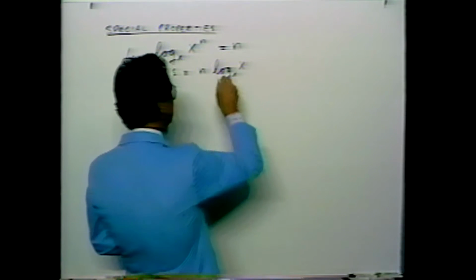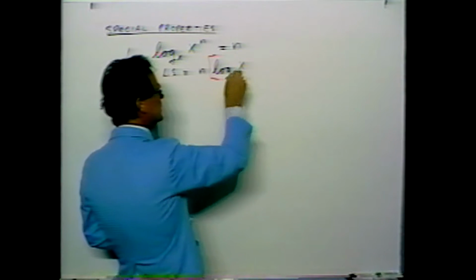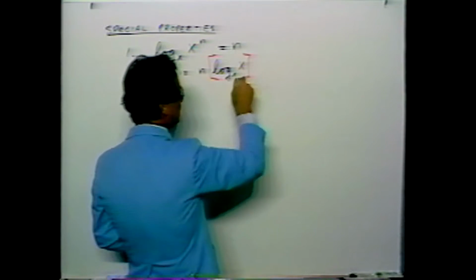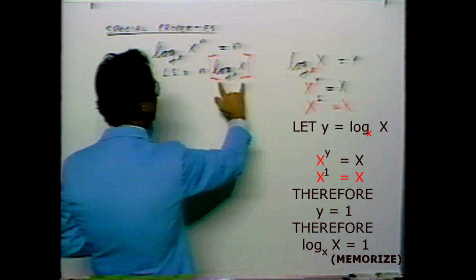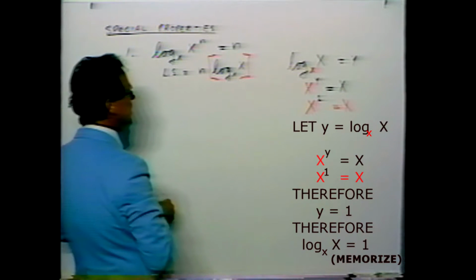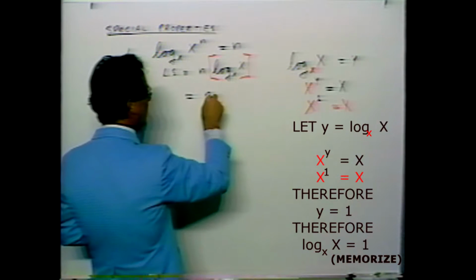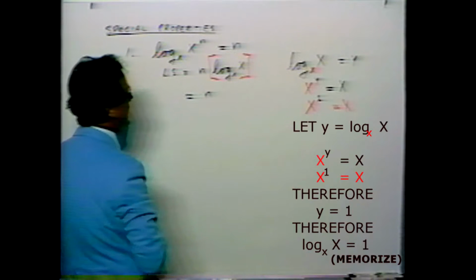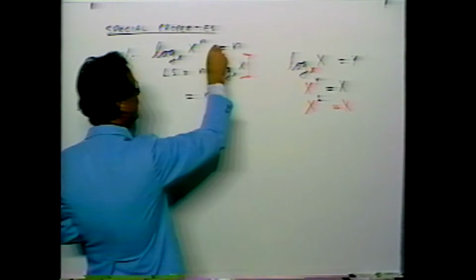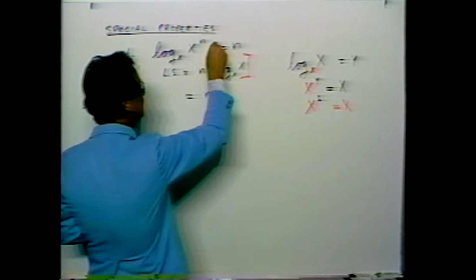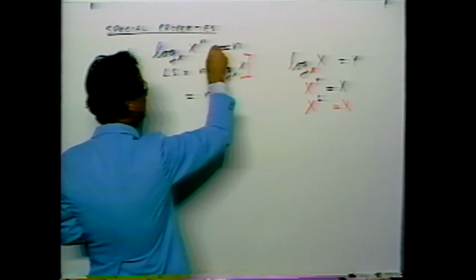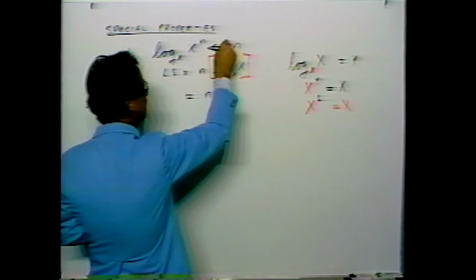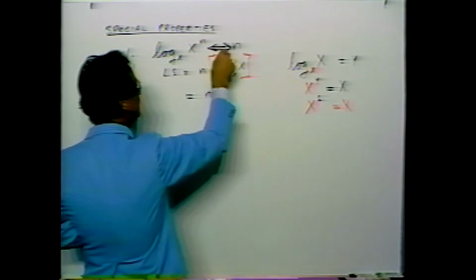Let's examine the log of x to the same base x. So anytime you see something like this, this is equal to 1. N times 1 is n. And this works in both directions. You will have occasion to use this.